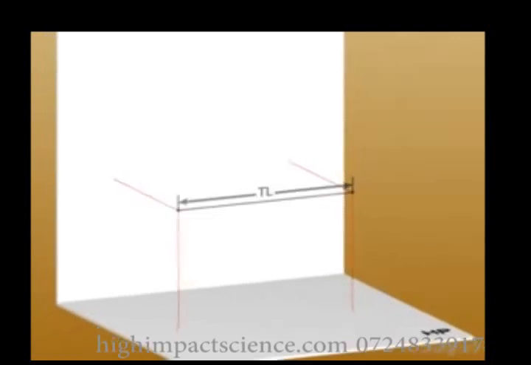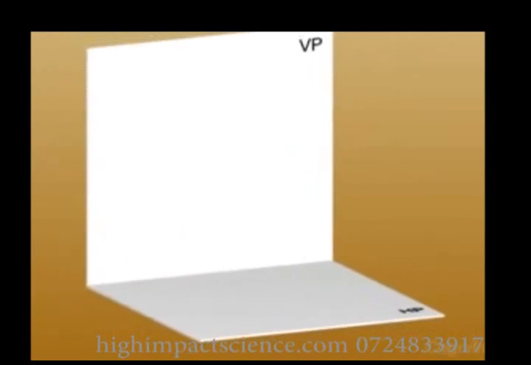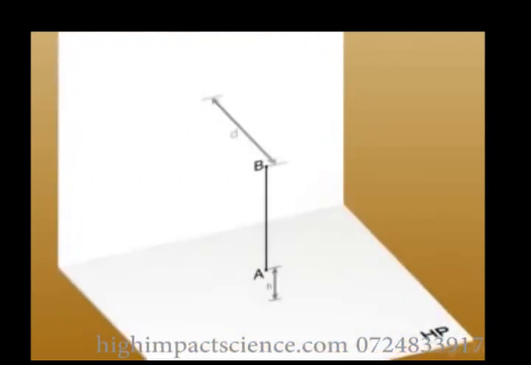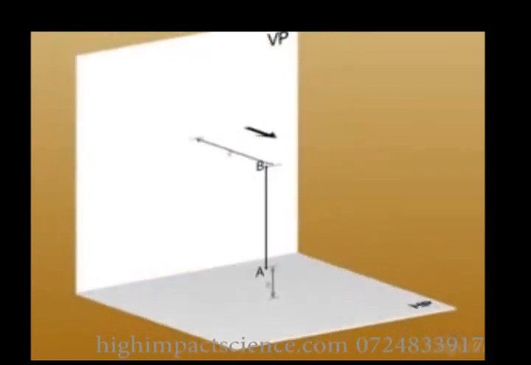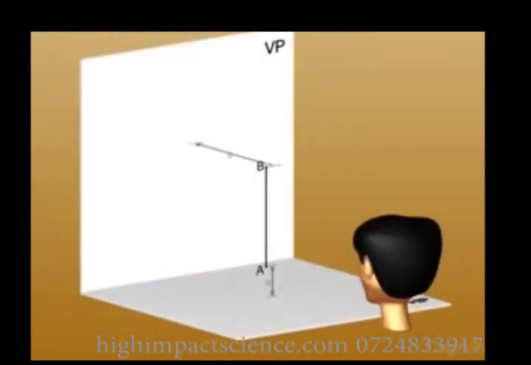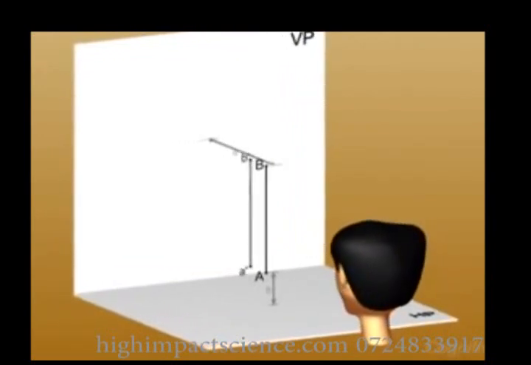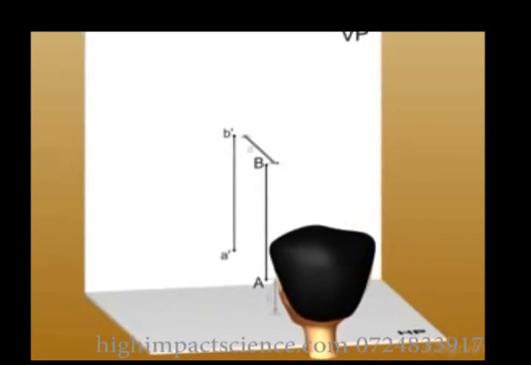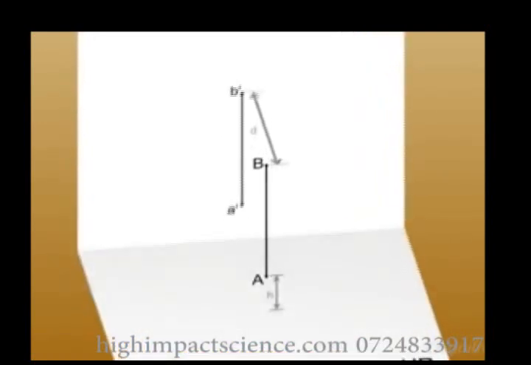In this diagram, we have a vertical plane VP and a horizontal plane HP. Consider a straight line AB perpendicular to HP and parallel to VP, where point A is H units above HP and point B is D units in front of VP. If light is shone directly in front of the line, you can observe the shadow of the line as A'B' on the plane VP. This is called the projection of the line AB.